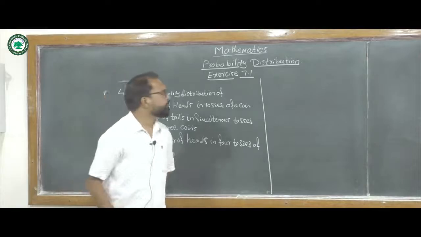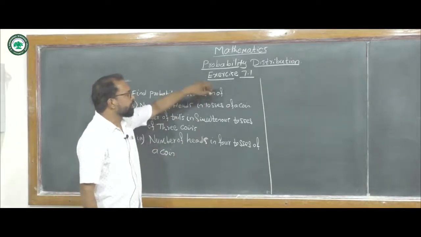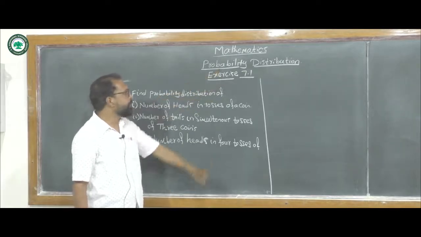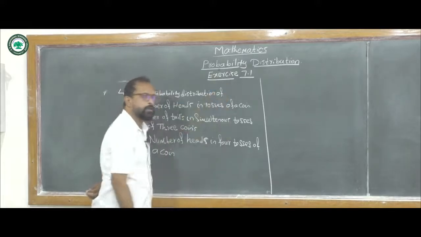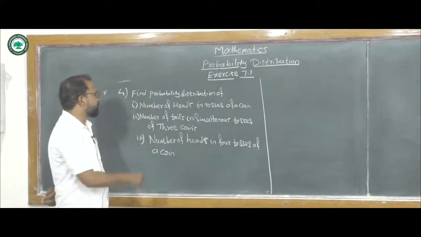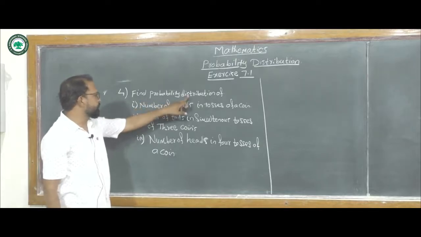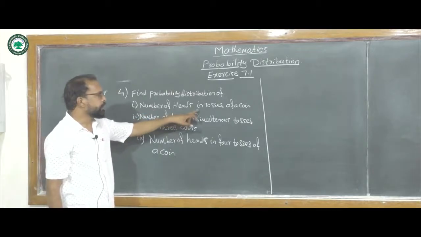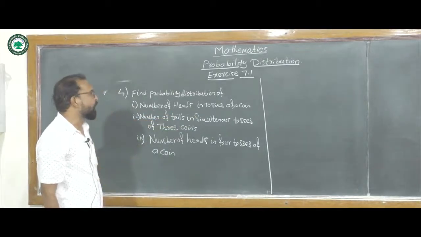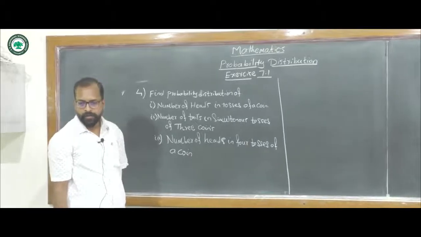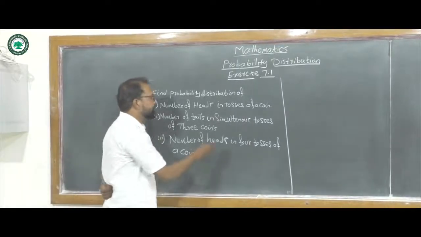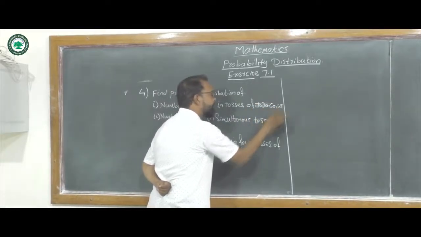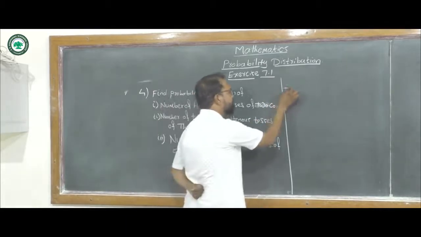Today we continue our next lecture on the chapter Probability Distribution from paper 2nd, 12th Science, exercise 7.1. Now in exercise 7.1, question number 4 is: find the probability distribution of. There are three sub questions. First is number of heads in tosses of a coin. Number of heads in tosses of two coins. Now see the solution for the first one.